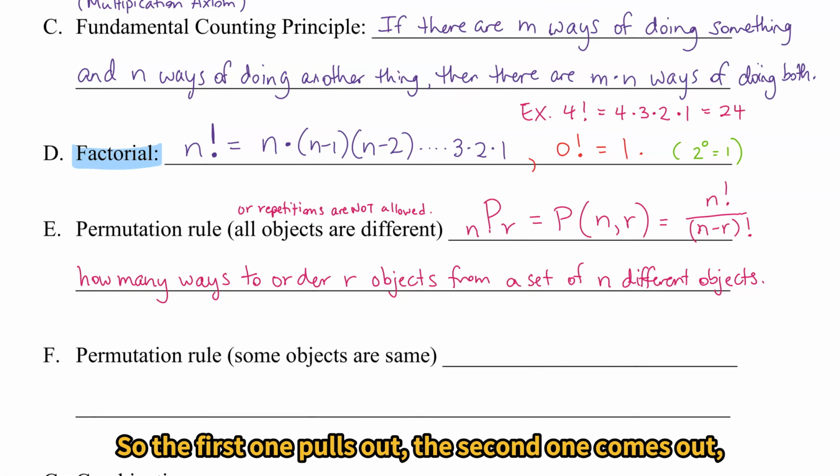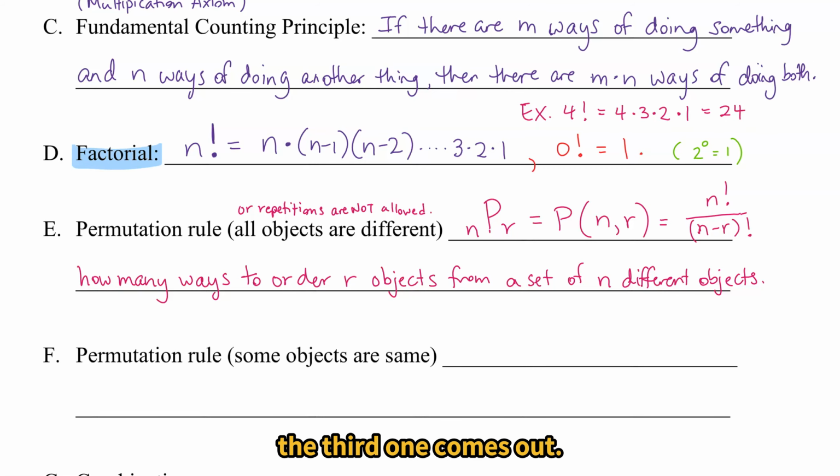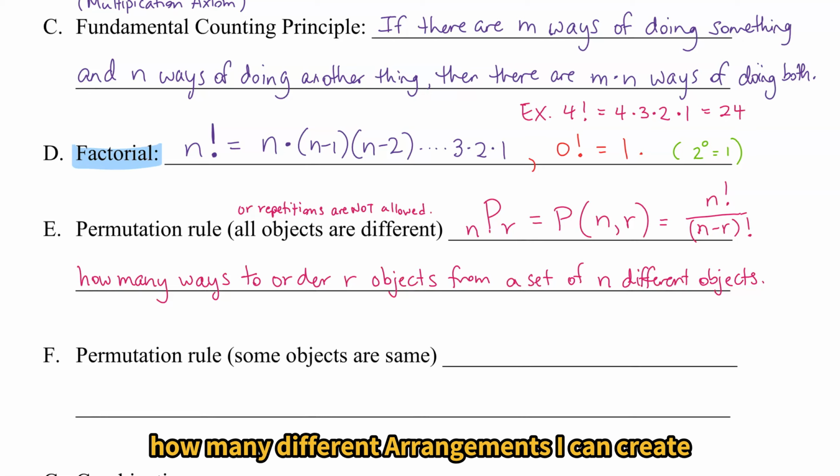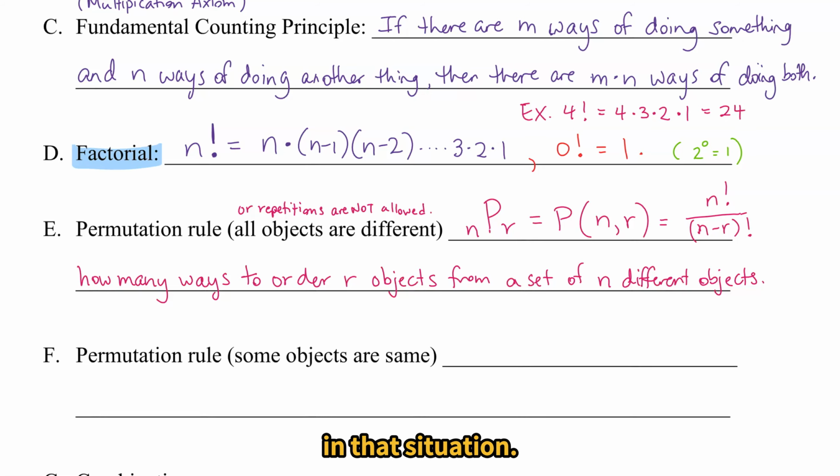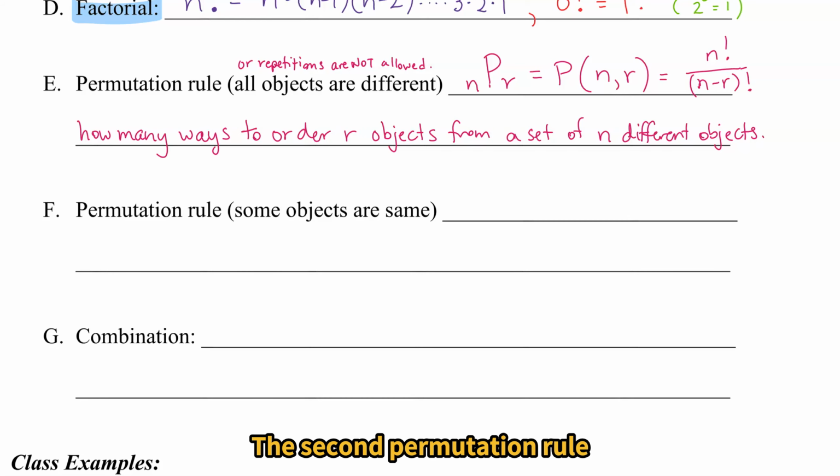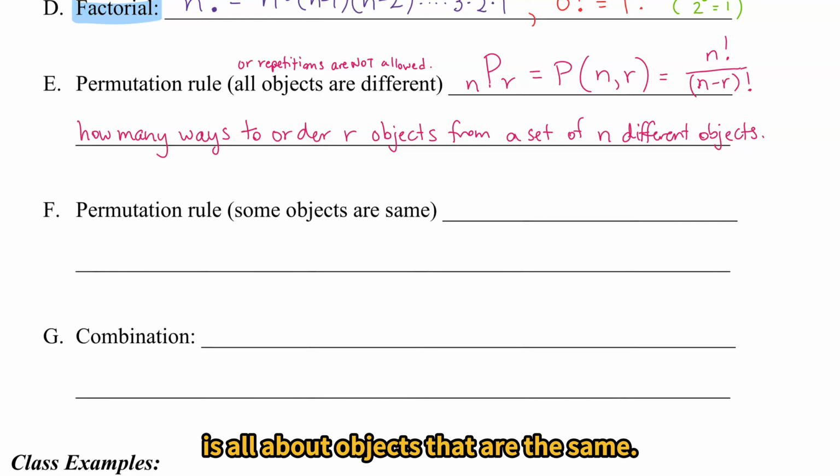So the first one pulls out, the second one comes out, the third one comes out, and I set them down. This formula will count how many different arrangements I can create in that situation. This second permutation rule is all about objects that are the same.